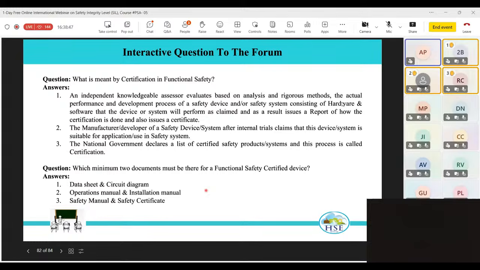Okay, sir. First question: what is meant by certification in functional safety? The answer is 1. And for the second question: which minimum 2 documents must be there for a functional safety certified device? The answer is 3: safety manual and safety certificate. Okay.